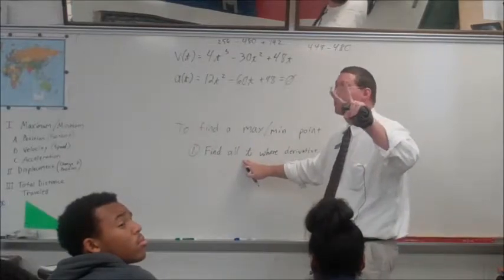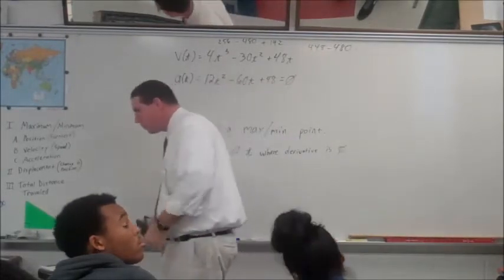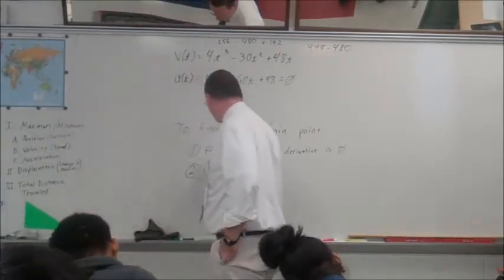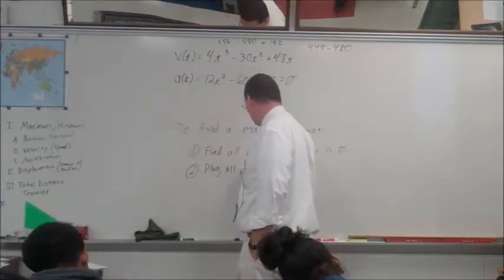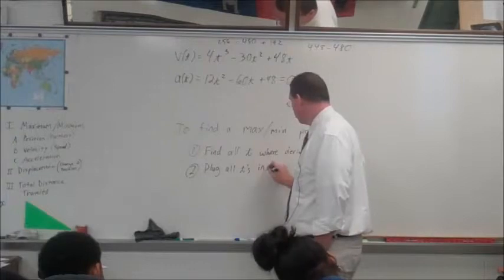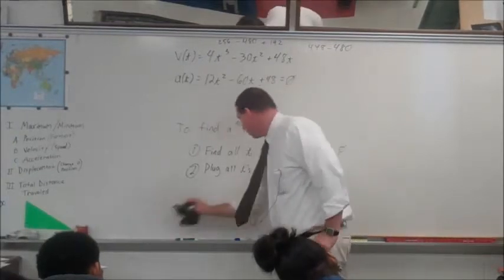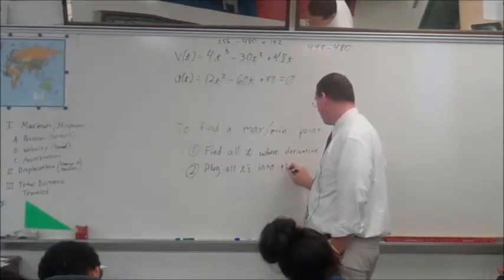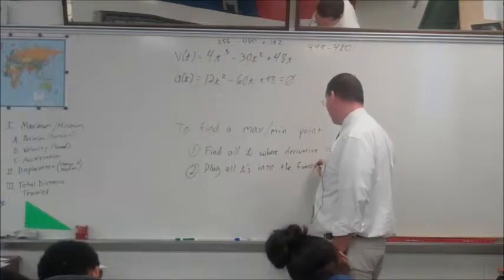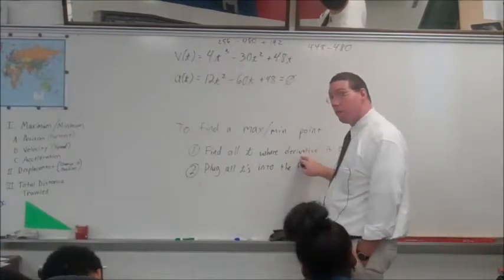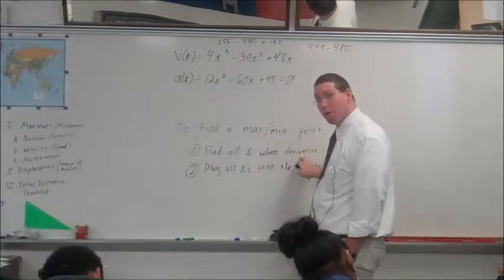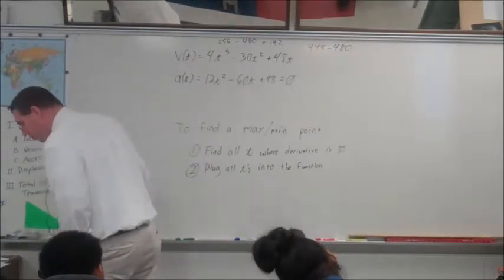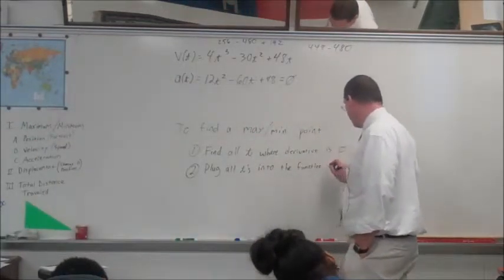Step 2: plug all t's into the original function. I'm just going to say the relevant function, not the derivative. If you plug these numbers into the derivative, you're going to get 0. Don't plug them in the derivative. Plug them into the function that the derivative came from, and find the highest or lowest points.